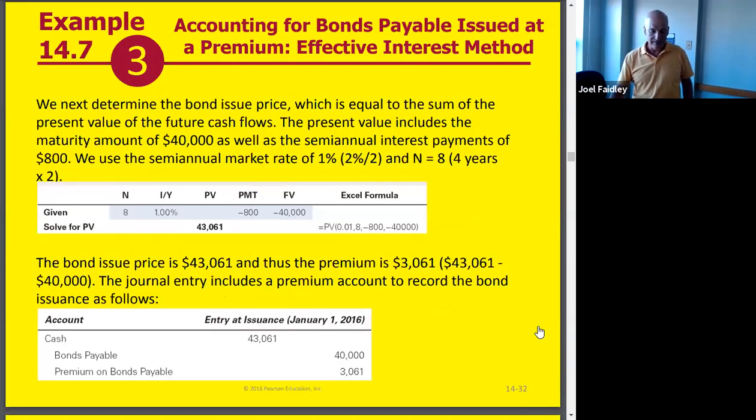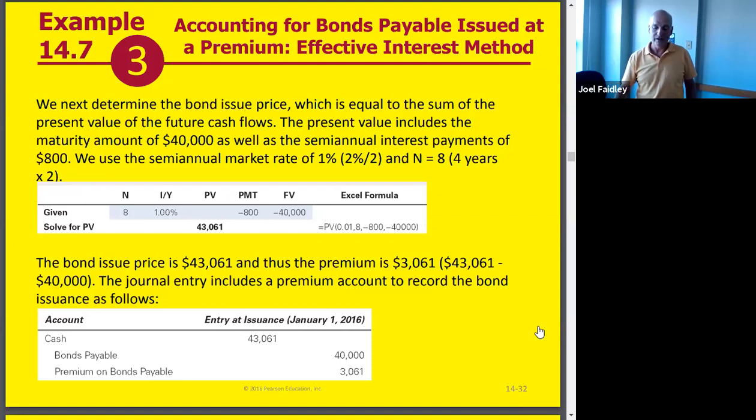All right, so we plug that in. N is equal to 8. It's 4 years. Payments are twice a year, so that's 8, right? N is equal to 8. That 2% market rate is 1% every 6 months. That's why you see a 1% there. My payment, $800. It doesn't matter if you put a negative or not, but $800 every 6 months.